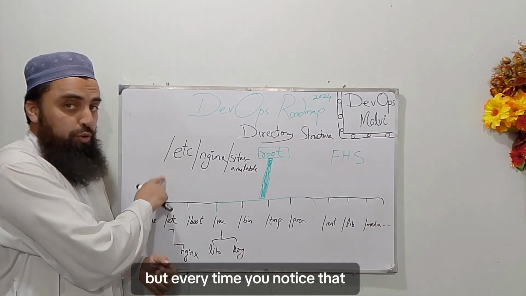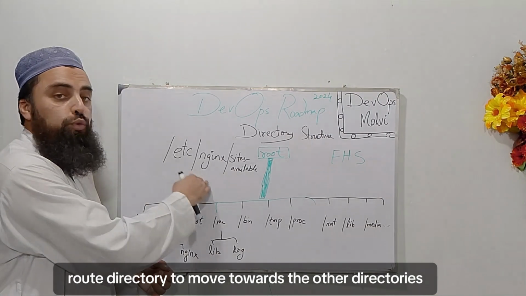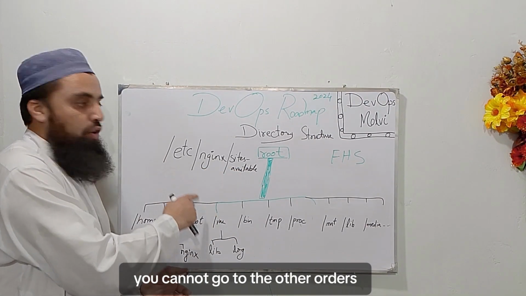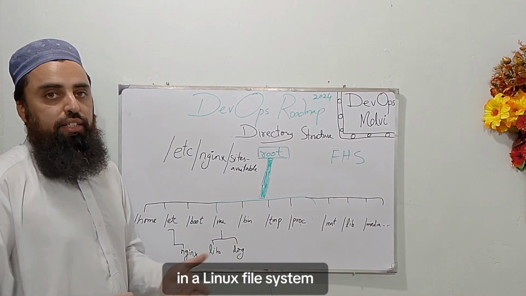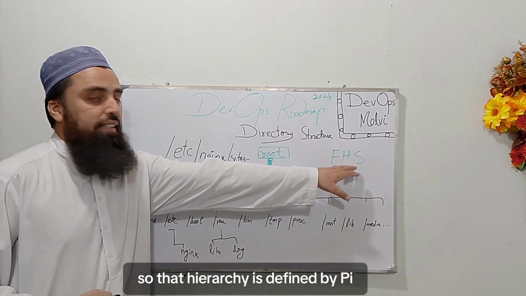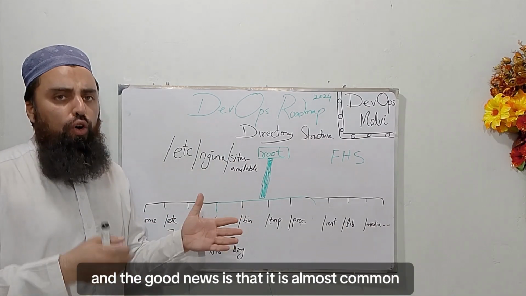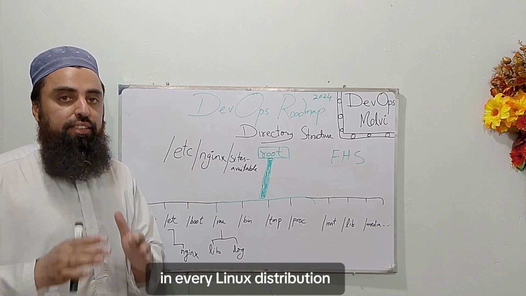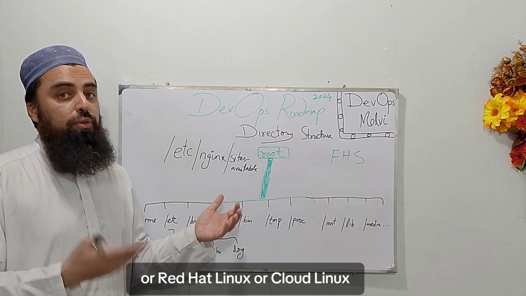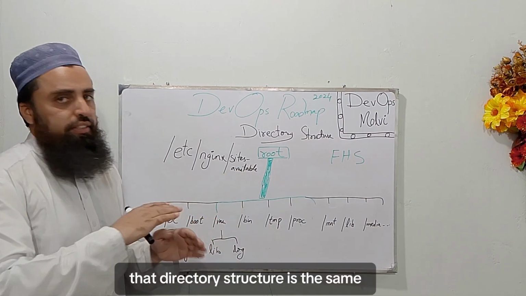But every time, you notice that we have used this main root directory to move towards the other directories. Without this directory, you cannot go to the other folders in a Linux file system. That hierarchy is defined by the file system hierarchy standard. And the good news is that it is almost common in every Linux distribution, whether it is Debian, Ubuntu, Red Hat Linux or Cloud Linux, the directory structure is the same.